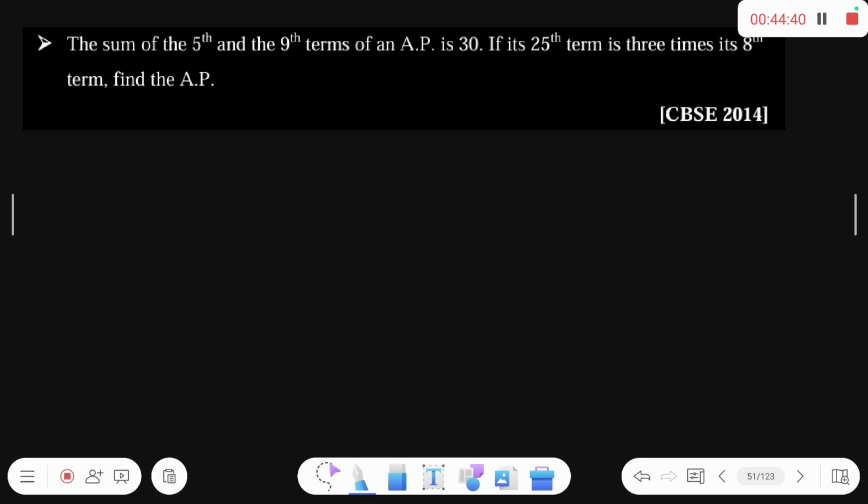Next, the sum of fifth and ninth term of an AP is 30. So a plus 4d and ninth a plus 8d is equal to 30. That means 2a plus 12d is equal to 30, or a plus 6d, taking 2 as a common, is 15. You get your first equation.